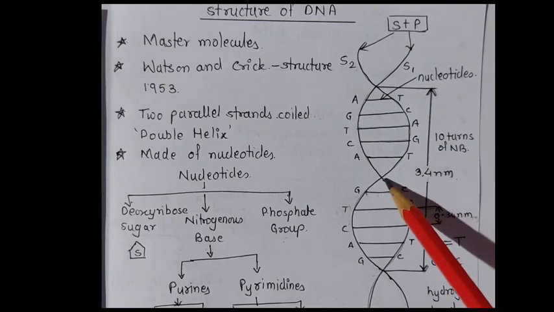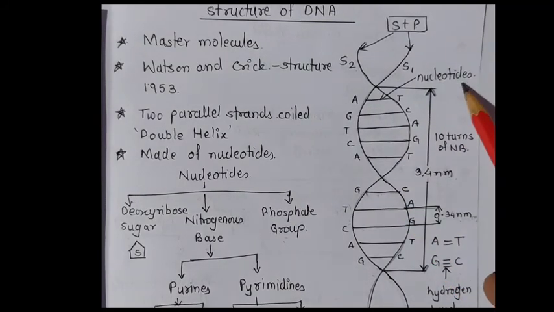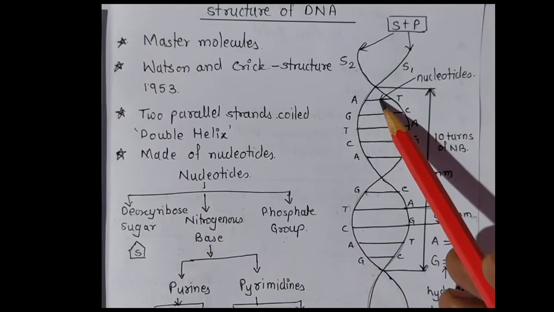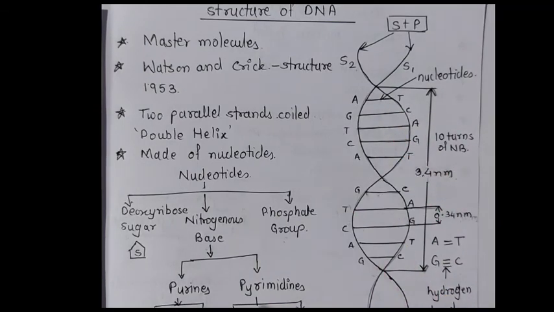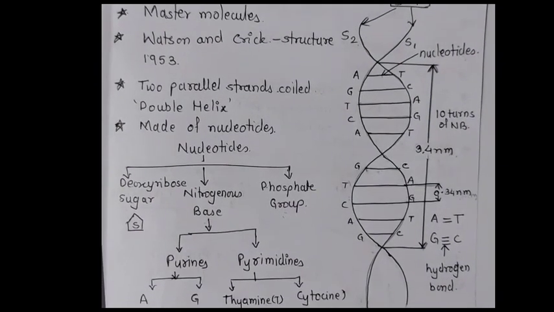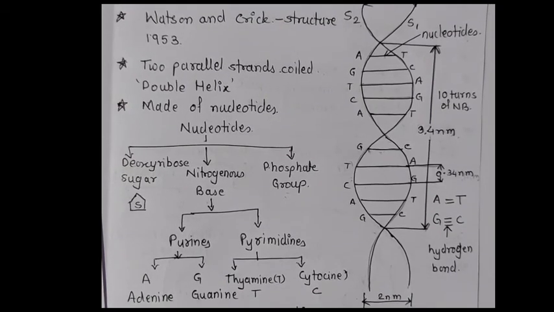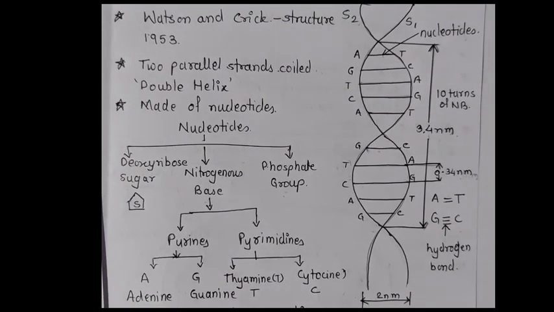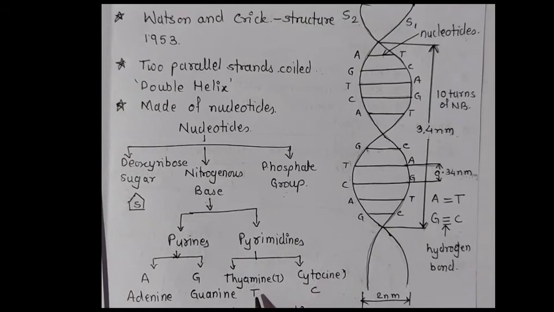These are made up of nitrogen bases. Here the nucleotide is there, and these nucleotides are made up of nitrogenous bases. Nitrogenous bases are of two types now. One is purines and the next one is pyrimidines. Now purines are also of two types. In purines you will find they are made up of A and G. A stands for adenine, G stands for guanine. And pyrimidines are made up of thymine and cytosine. Thymine means T, cytosine means C. So purines are A and G and pyrimidines are T and C, like this here.